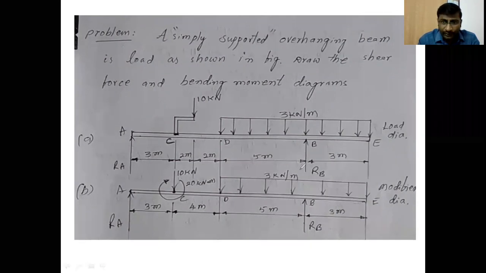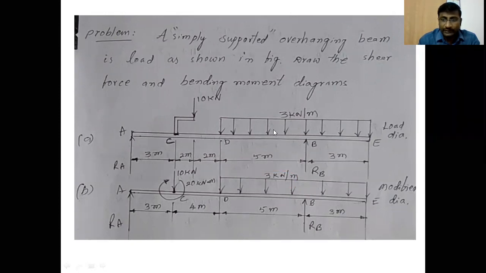This total 8 meters, it acts at the center. It is the CG of the rectangle, the center. That means from this point to this point, how much distance? 4 meters. Total 8 meters. This is the center of the UDL, 4 meters. So this load 3 into 8, 24 kilonewtons, is acting at the center of the UDL, that is 4 meters from the point D. So this is 4 meters, and this is 4 meters, this is 3 meters. So 4 plus 4, 8 plus 3, 11. 11 into 24.